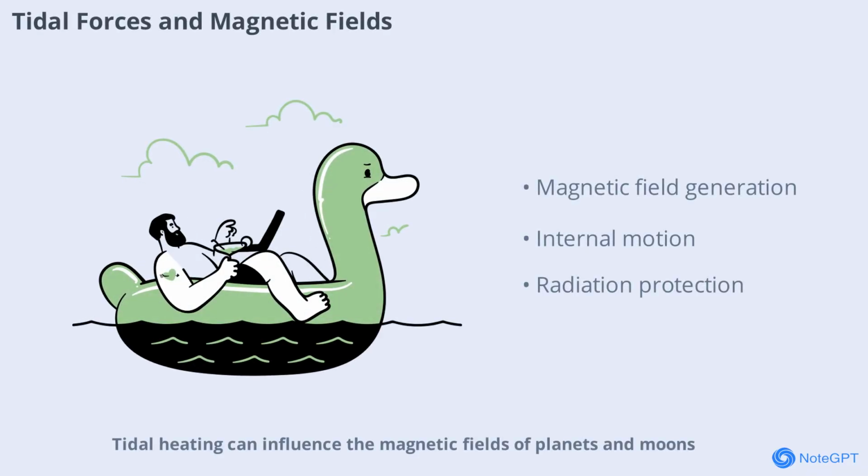Tidal heating can influence the magnetic fields of planets and moons. By driving internal motion and convection, tidal forces help sustain magnetic fields, which protect atmospheres and surface life from harmful radiation. This connection is especially important for understanding the habitability of distant worlds.